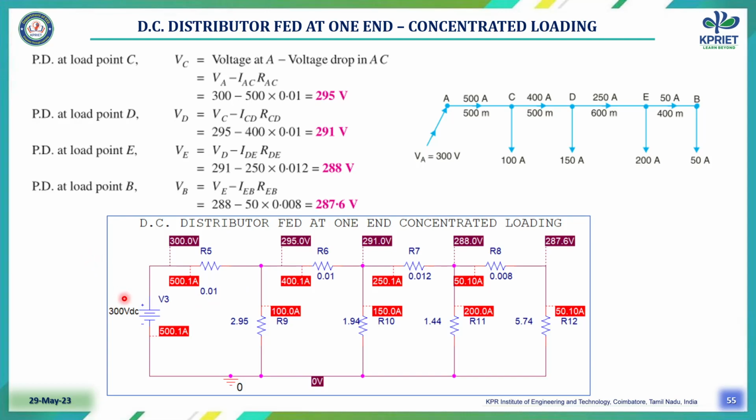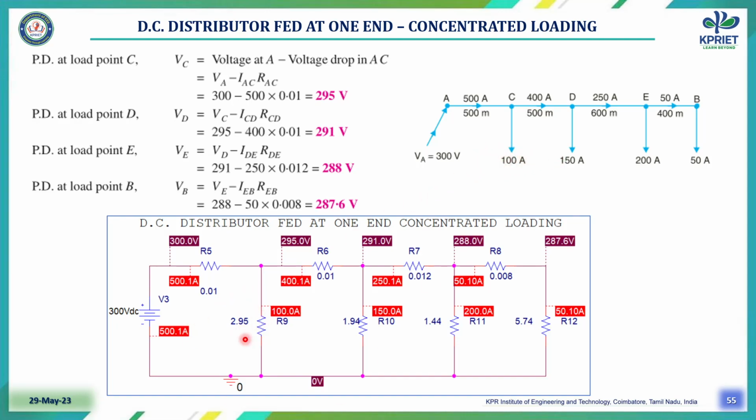287.6. Now we have to use the Arcade PSpice-based simulation software. We have to simulate the same circuit fed at 300 volts. We have to use the voltage source and various resistances for each section. There will be series resistances and shunt resistances. There are no direct current loading sources in the simulation software, so we use the equivalent resistance value. We have to convert the current rating into an equivalent resistance value and put it in parallel based on the current rating.